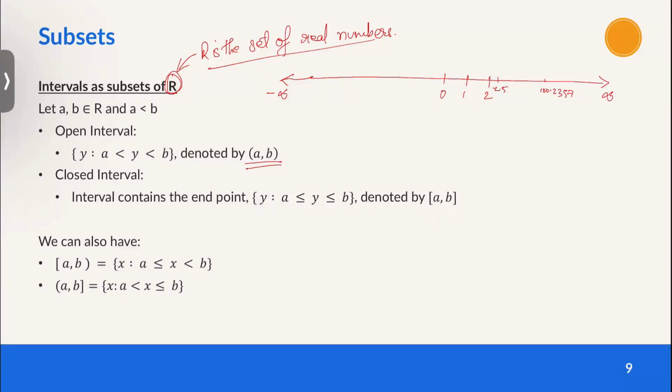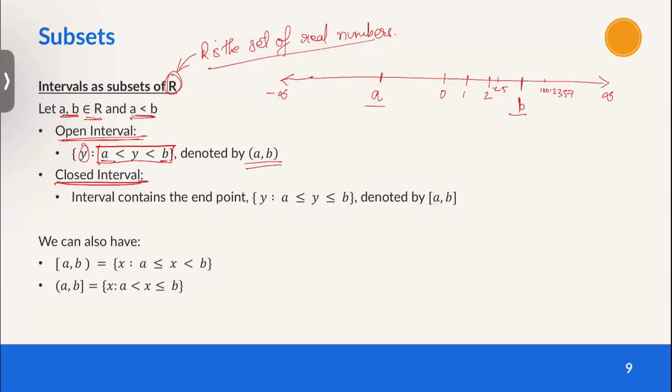Now suppose we take two numbers A and B, two elements of the set R. So suppose I have an element A and an element B. The condition is that A should be less than B. So I have drawn it correctly, A and B. Two terms are very important: what is an open interval and what is a closed interval? For an open interval, it means the set of all those y's which are greater than A and less than B. So this should hold.